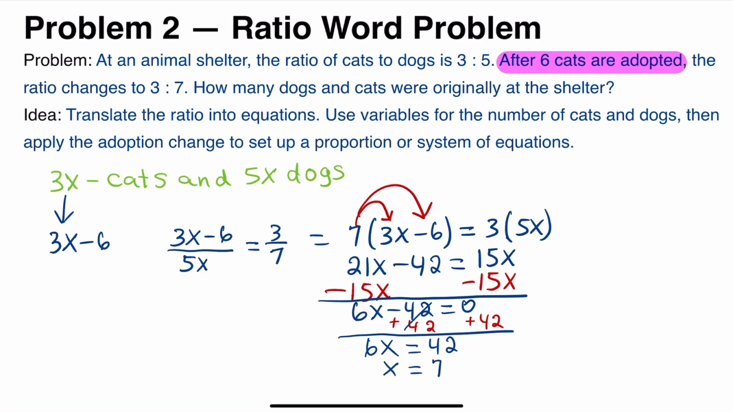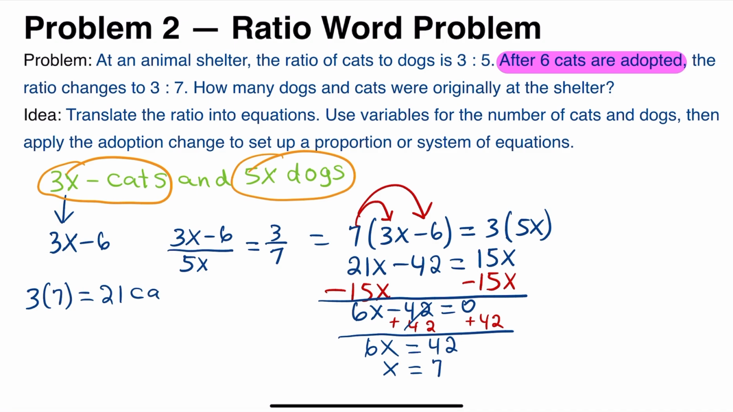Let's see here. We have 3x for cats and 5x for dogs. Let's go ahead and substitute x for 7, starting with cats. For cats, we have 3 times x, which is 7. That equals 21 cats. Okay, so there were 21 cats originally. And then for dogs, we have 5 times 7 equals 35 dogs.